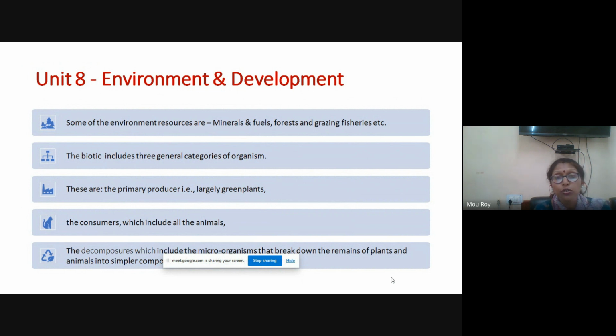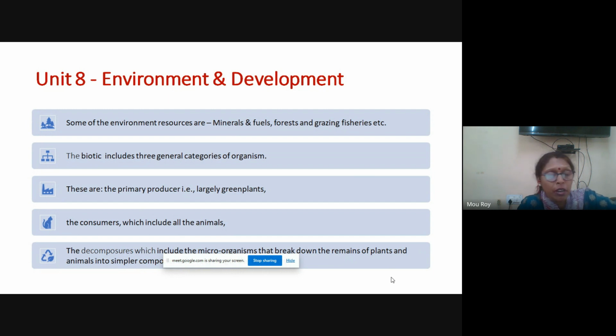Plus the biotic includes three general categories of organism, and you should always remember two things. One is the producers, and the other is the consumers. The plants are basically the producers, and the animals are the consumers. So there are primary producers, those are largely the green plants, and the consumers, which are the animals. This is very important. And the decomposers usually include the microorganisms that break down the remains of plants and animals into simpler compounds.